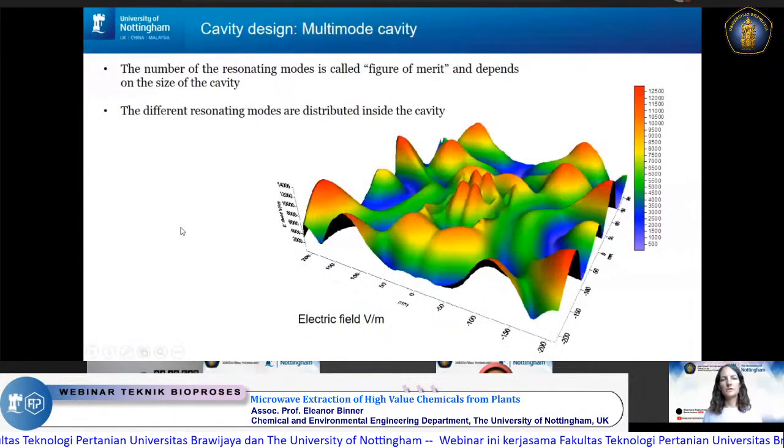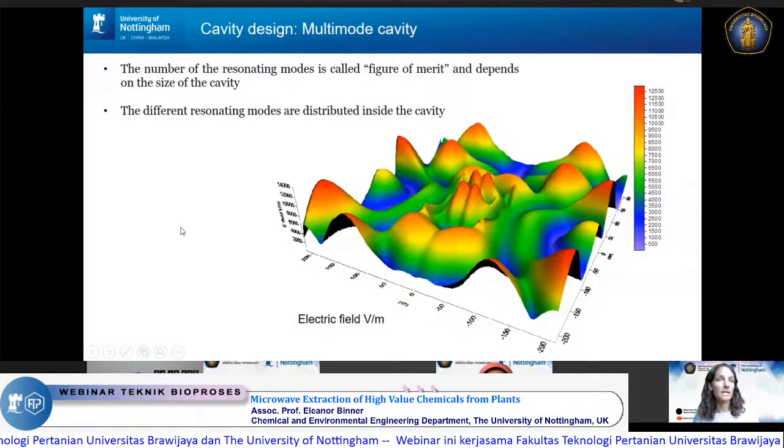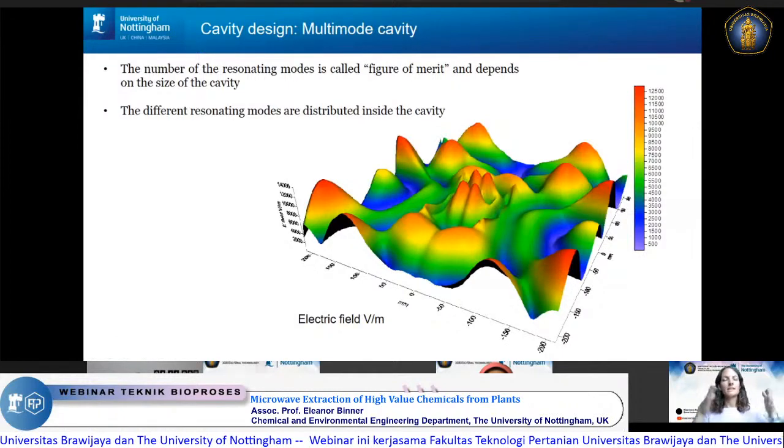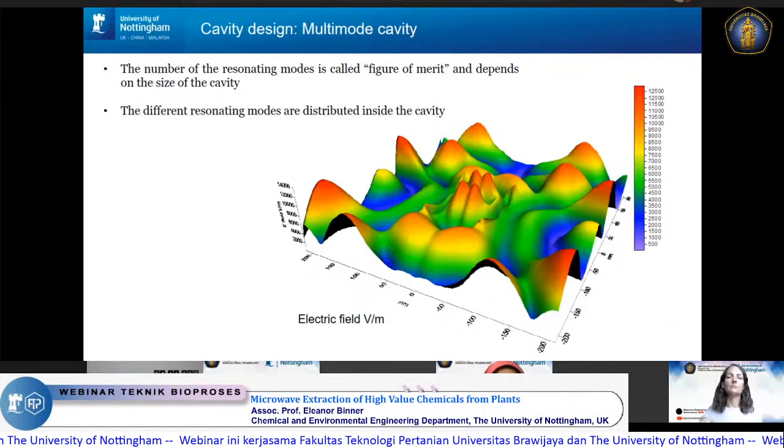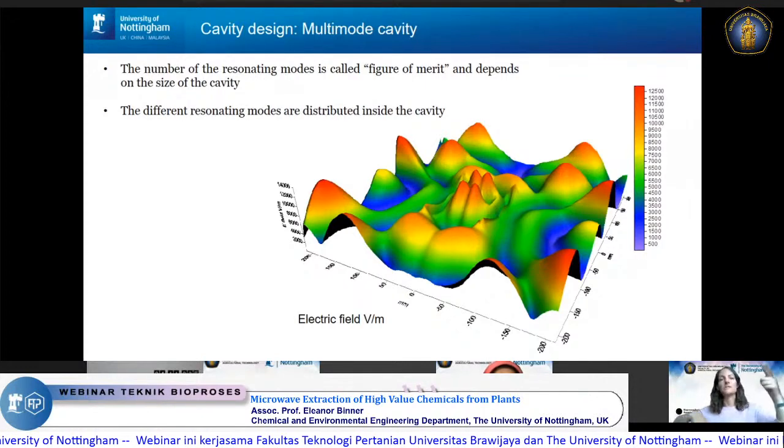Now, I should have probably put this slide first. This is a multi-mode cavity. Now, this is what you have in your domestic microwave oven at home. It doesn't have a specific size. The number of resonating modes is called the figure of merit and depends on the size of the cavity. So you can make it bigger and bigger, and you will just get microwaves bouncing around in a relatively random fashion. When you put the sample in, this affects the electric field as well.